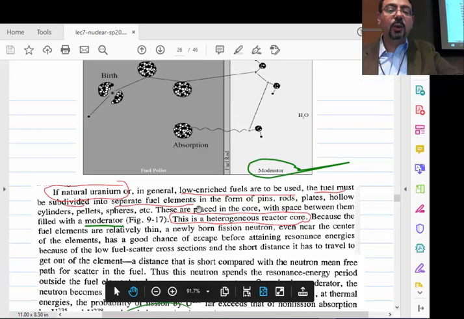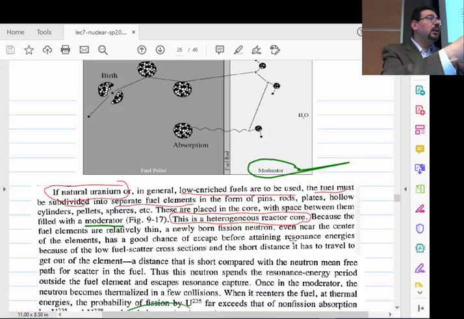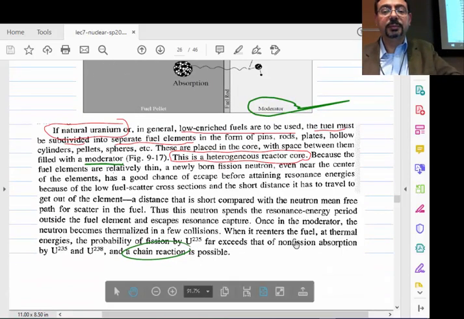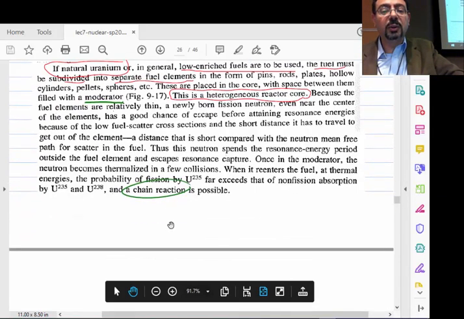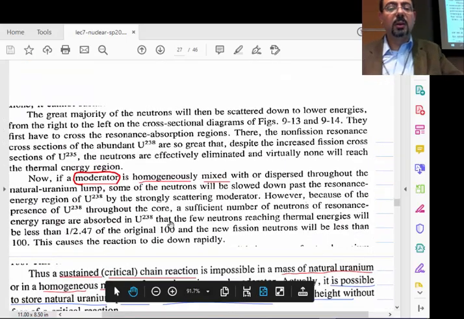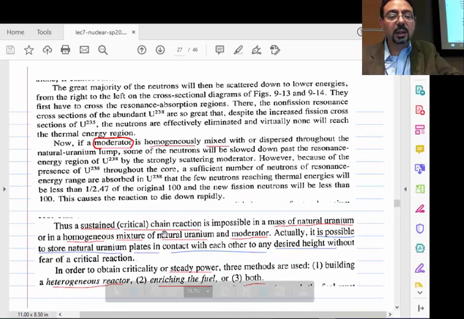So they call this a heterogeneous reactor core. Heterogeneous because the fuel rods are sitting in a sea of water. Homogeneous would be like, let's just have one big chunk of uranium, right? And this is what will maintain a chain reaction for you. Here he explained what a moderator is. I just said that, right?